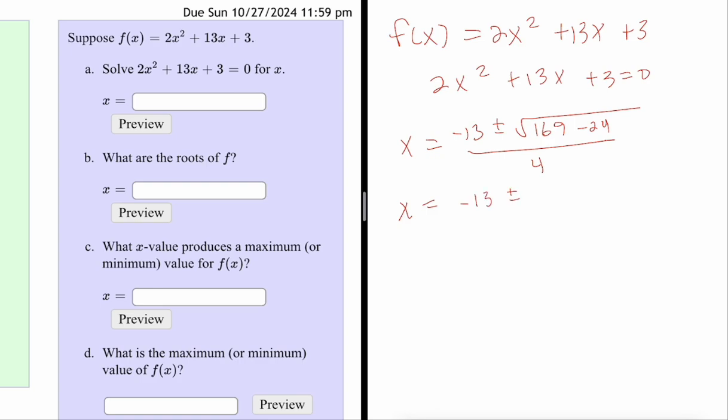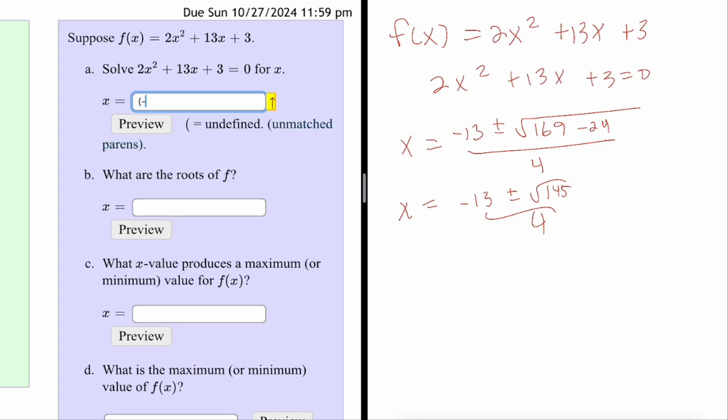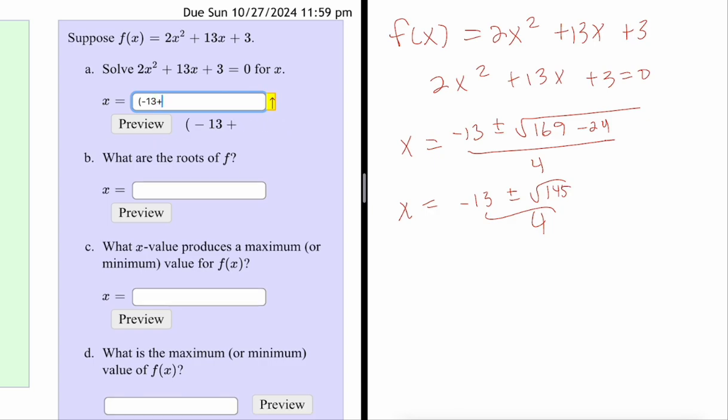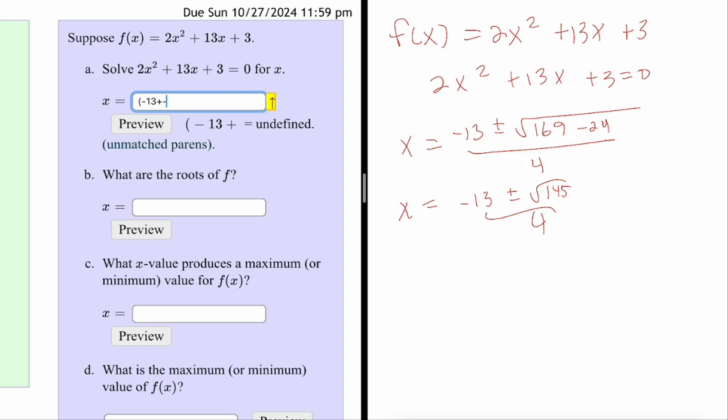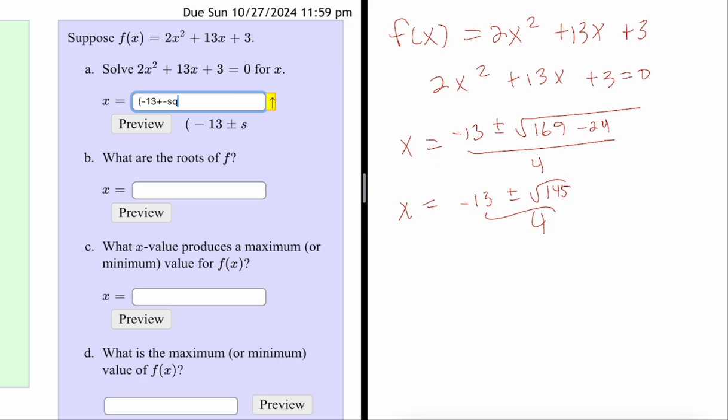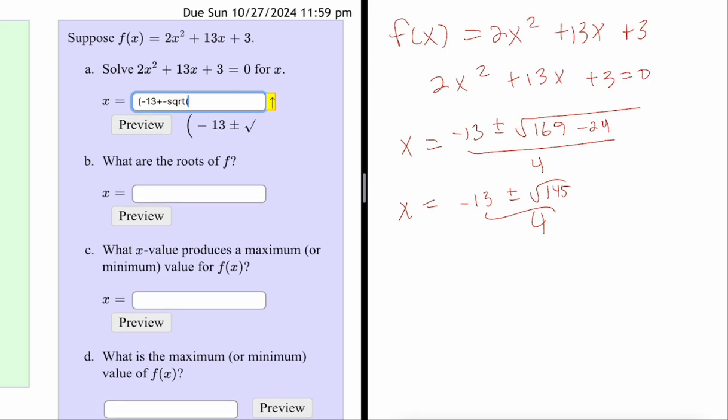Now, 169 minus 24 is 145. There's not much I can do to that. I'm going to see if iMath will accept it, but here's what I want you to do. Put that entire top in parentheses. I think you can type a plus, then a minus. See how it makes the plus or minus symbol? And then sqrt for square root of 145.